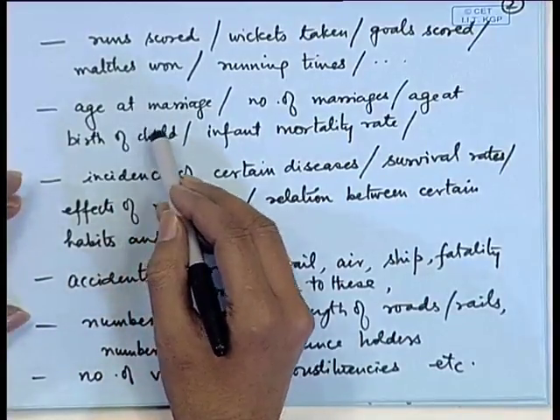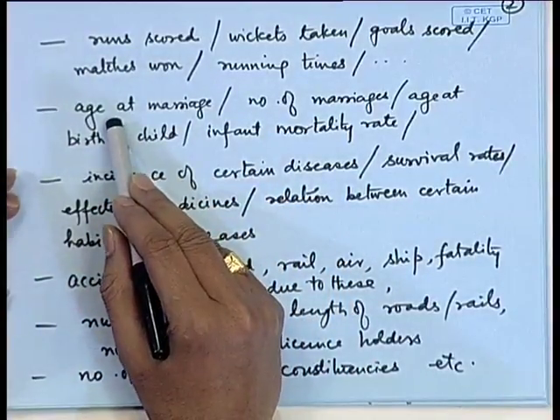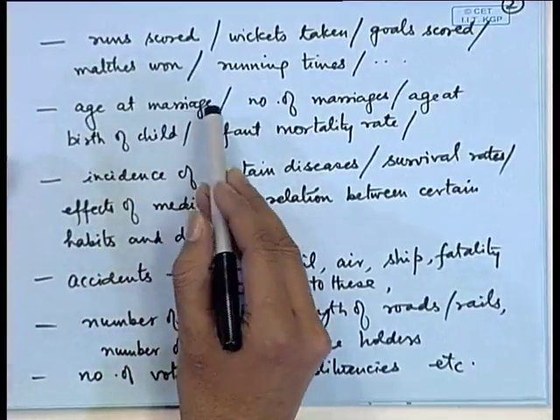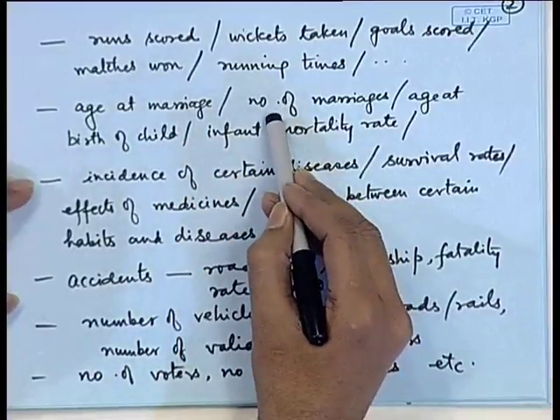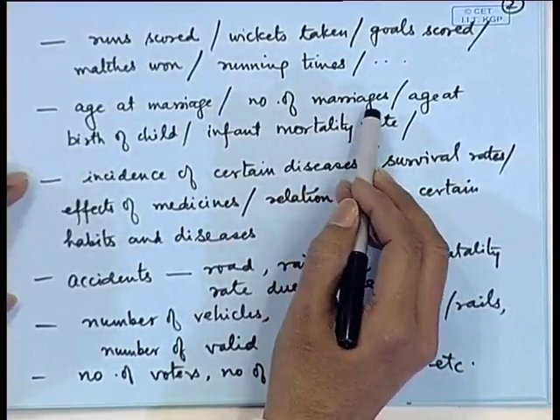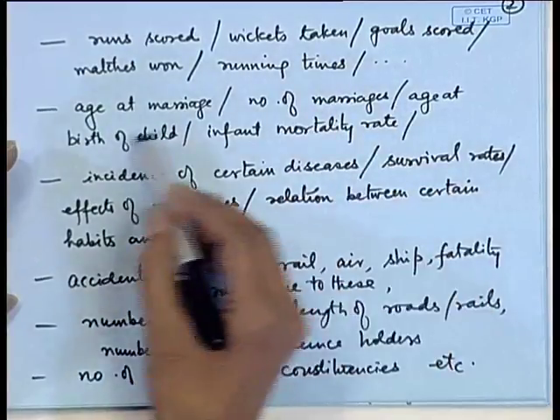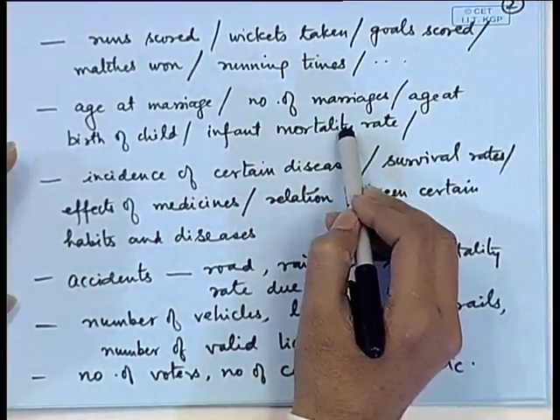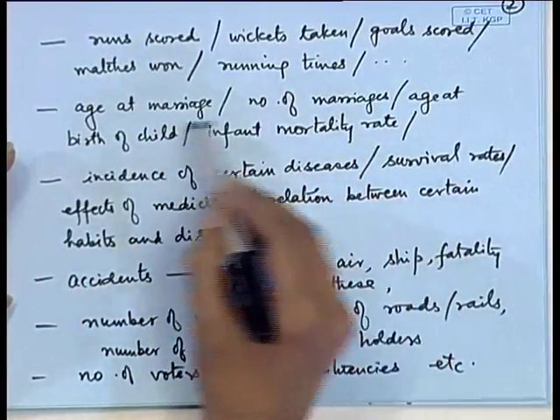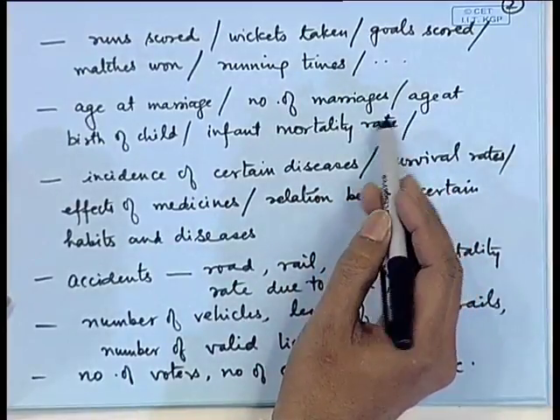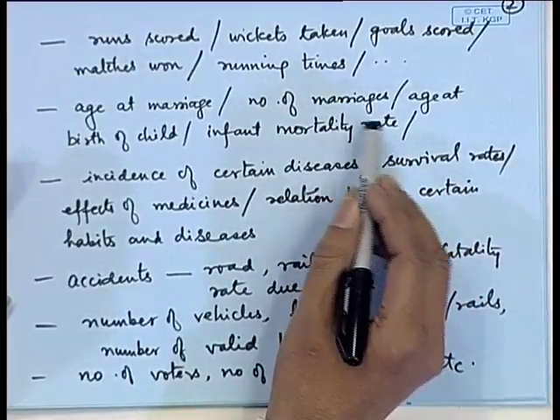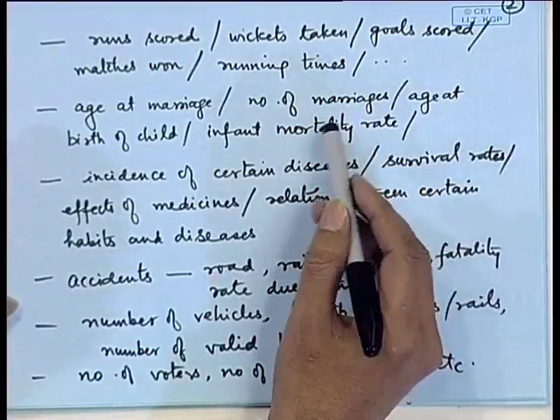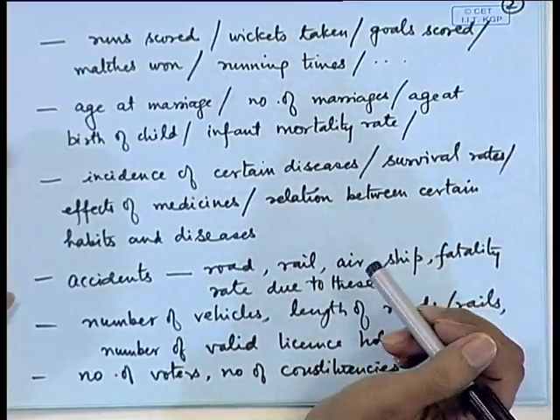In social studies, we may keep records of the age at marriage of women, the age at marriage of men, on average how many marriages persons have in a lifetime, what is the age of the parents at the birth of the child, and what is the infant mortality rate. Various statistics of this kind are helpful for formulating cultural and social policies by the government for health and family welfare and for various other things.